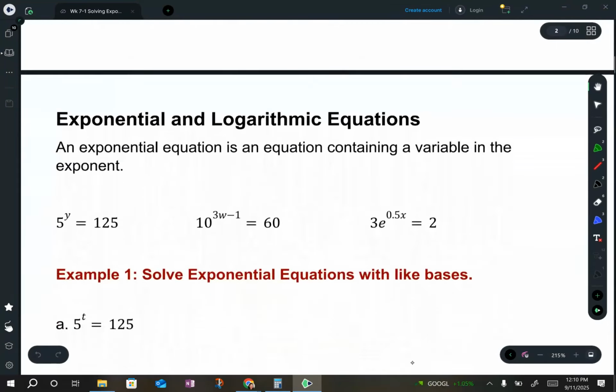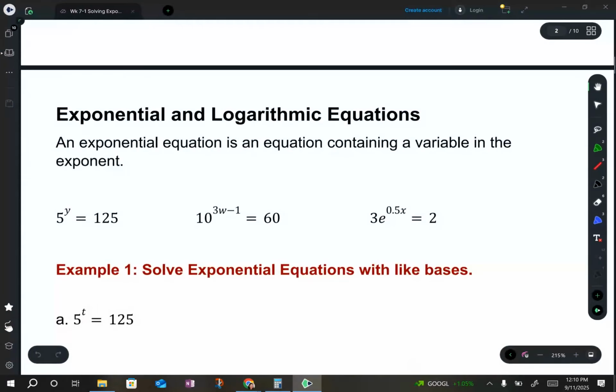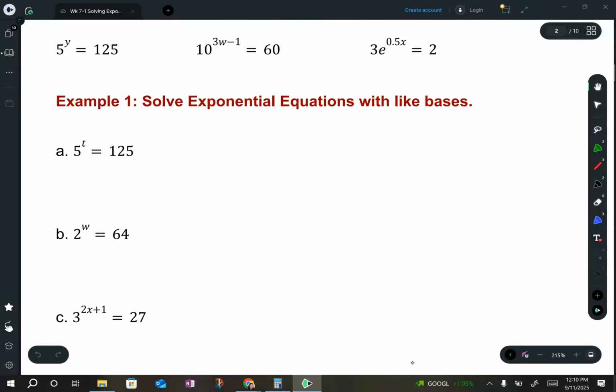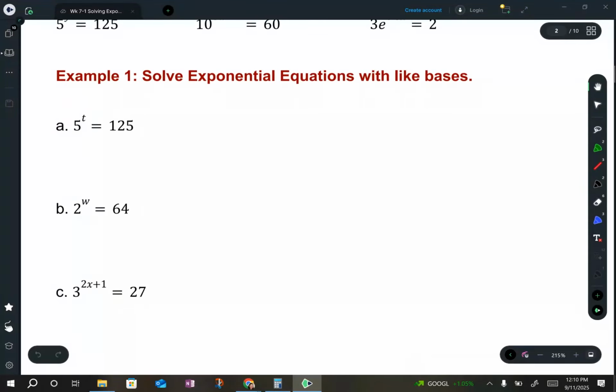All right, let's remember that exponential equations are equations that have the variable in the exponent, just like exponential functions have the variable in the exponent. Here are some examples of exponential equations that we're going to learn how to solve. Let's start with the very first type: exponential equations that have like bases. So let's jump in.